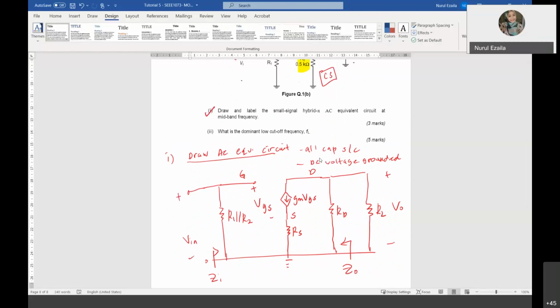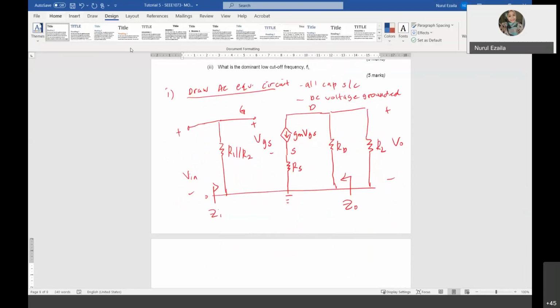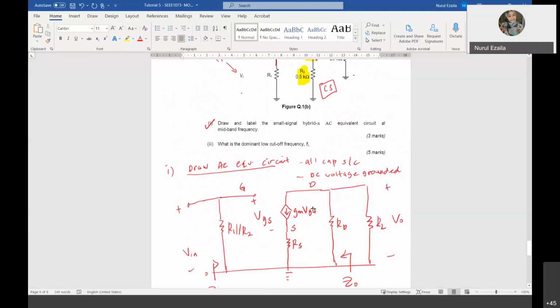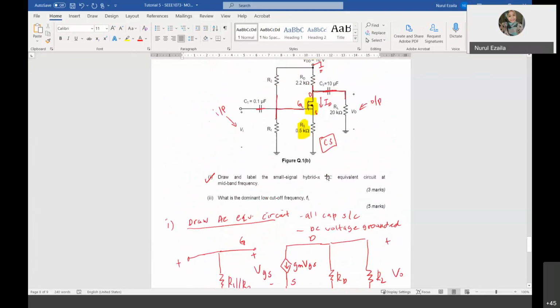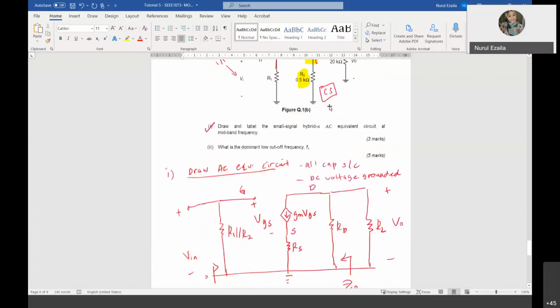Draw and label the small signal hybrid pi AC equivalent circuit at mid-band frequency. Why do they ask you to draw this? Because it will be easier for you to find the frequency later on. So the second part: find the low frequency. How many capacitors do you have in the circuit? You have 2 capacitors, C1 and C2.